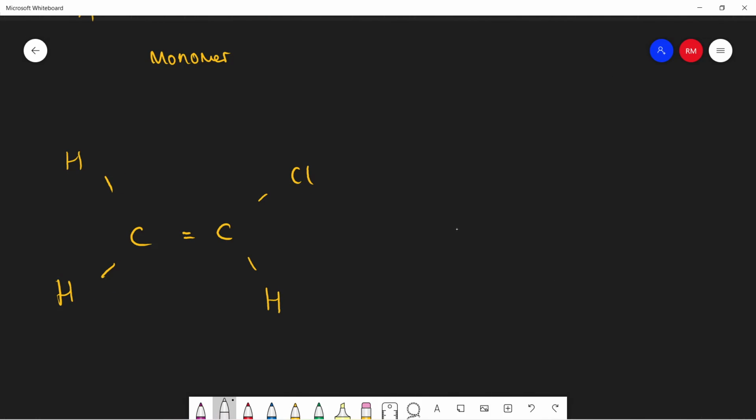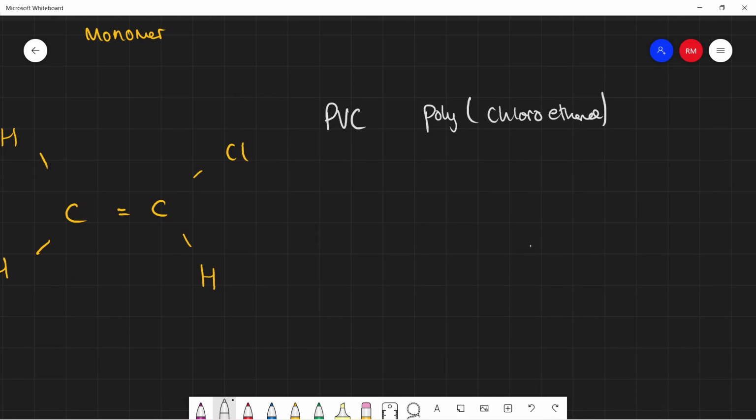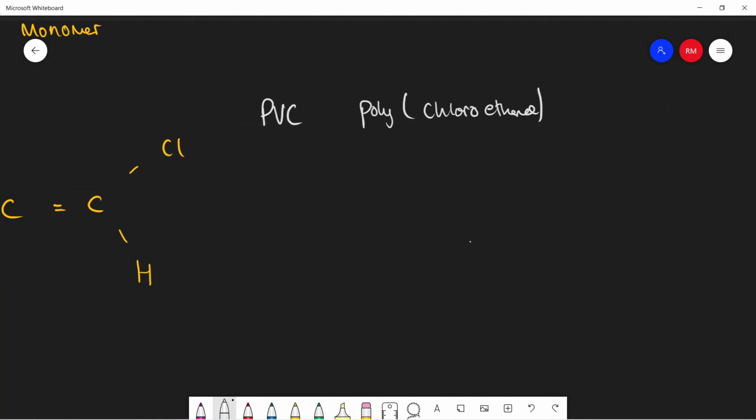Right, so PVC, you could write it as polychloroethene, but I'm just going to refer to it as PVC from now on. You may have heard it before. It's quite commonly known. So how we would draw this is, remember the brackets. I like to draw it in order of remembering things first before actually drawing the polymer.